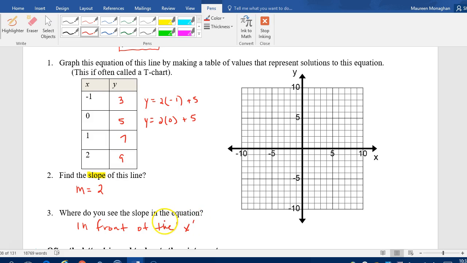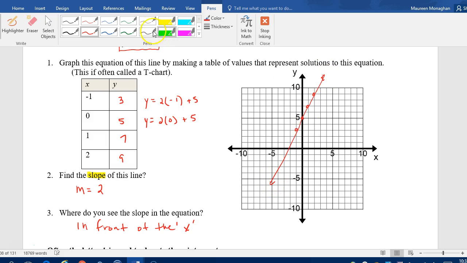Okay. And the next question, now we go over to the graph. So we're going to graph this line by using the table. We have negative 1, 3. We have 0, 5, 1, 7, and 2, 9. So if we were to graph this line, it would look like this.